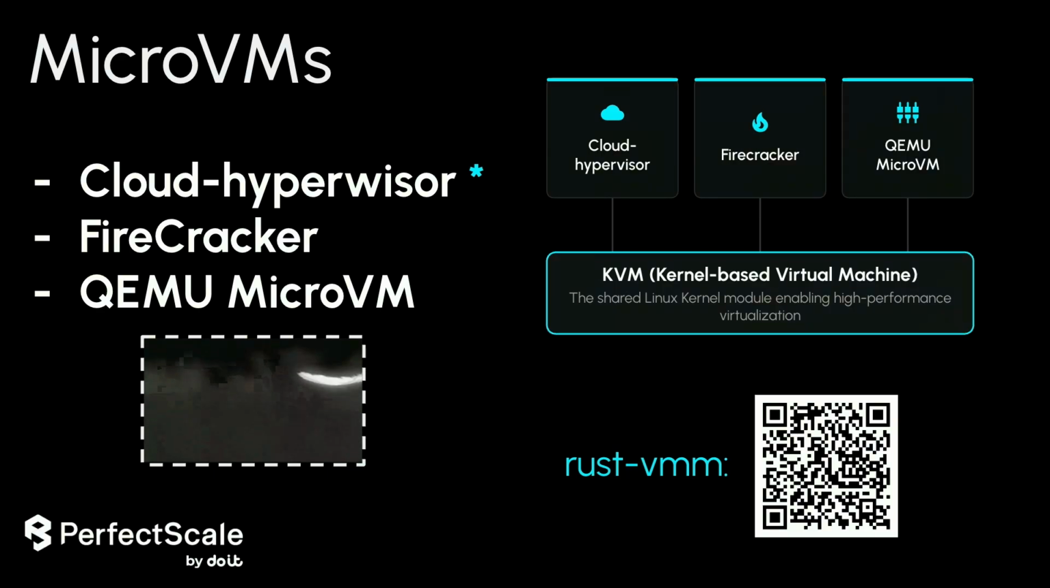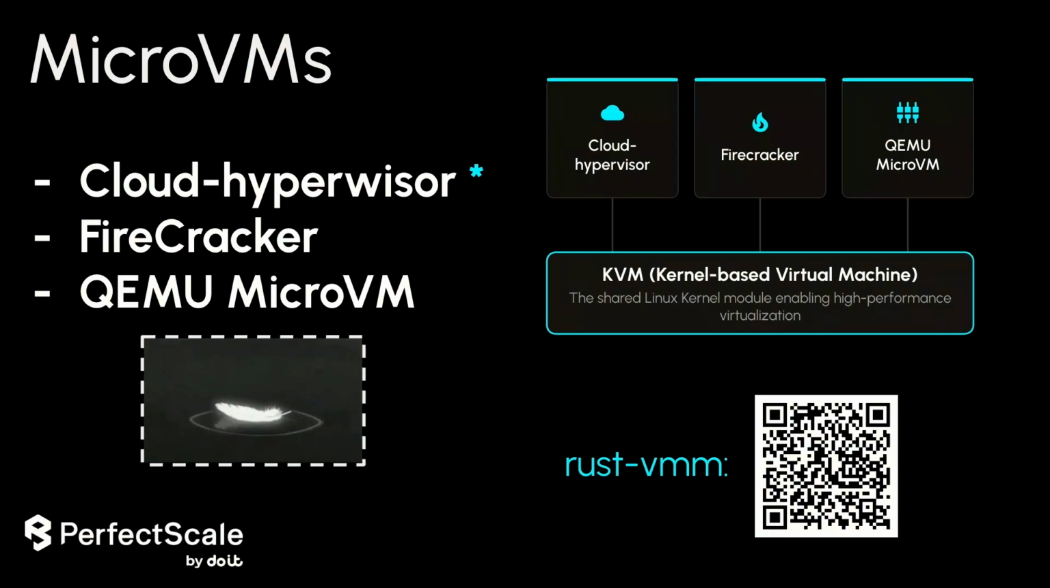Now, who has heard about micro VMs? The technology has been around for a long time. The main technologies for running and creating micro VMs today seem to be Cloud Hypervisor, created by Intel in 2019.